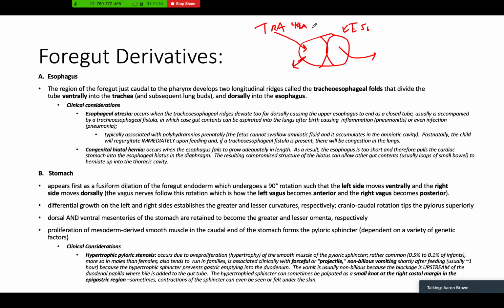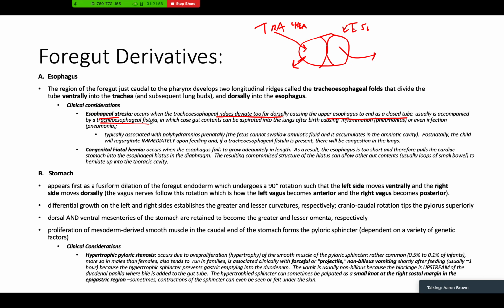And so we can start to talk about pathology here if that tube doesn't quite break into two, or if it breaks into two, but there's a connection. Okay, and so we can talk about esophageal atresia. When these ridges deviate too far dorsally and the esophagus ends as a closed tube, usually associated with a fistula between the trachea and the esophagus.